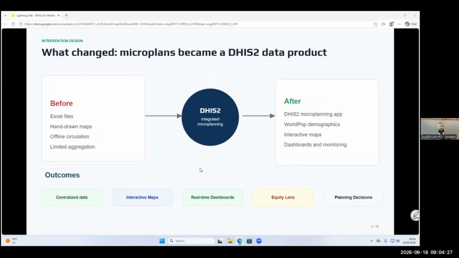So what changed? Microplans became a DHIS2 data product. As I said before, they had a lot of Excel files where they were trying to keep track of everything, and the handwritten maps, sometimes they were losing them. The country is full of rivers and mud roads, and when they are traveling, they lose maps. Everything was not centralized. With DHIS2, we built a tracker where everything is done now. On top of that, we built a DHIS2 web application that brings everything together. And we can generate DHIS2 reports and maps for them. They can print them, go with them to the villages, and do their planning.